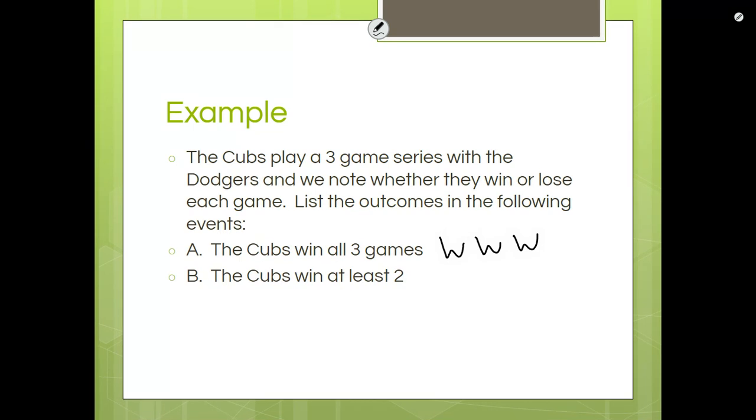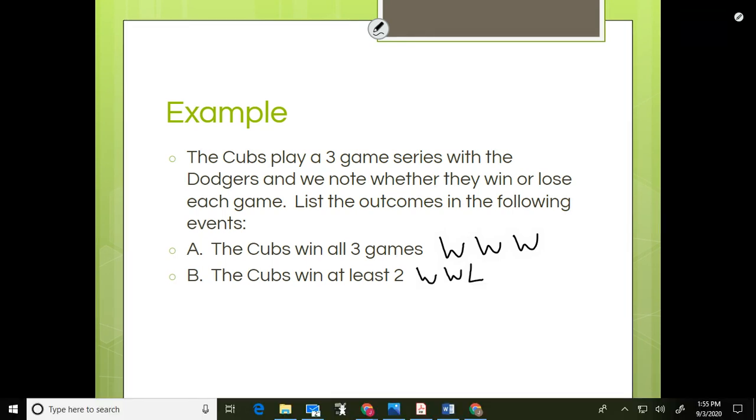Okay, another event. So A is an event: they win all 3 games. B is a different event, and I want to write the outcomes of that event. So Cubs win at least 2. That means they could go win, win, loss, or they could do win, loss, win if they lost the second game, or they could lose the first game and win the second 2. But it's at least 2, so you could also include if they did win all 3. It's still part of that event. So there are 4 ways that can happen in that event.